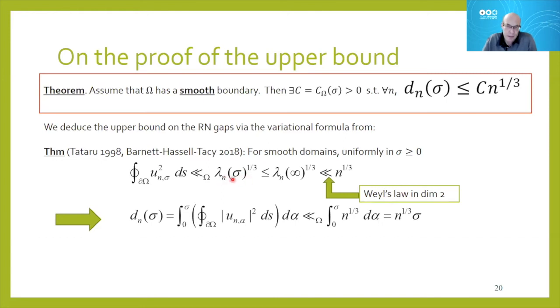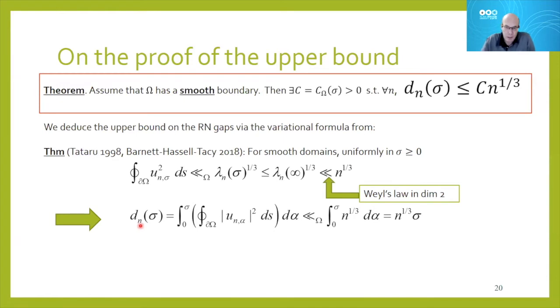The nth Robin eigenvalue is always bounded by the nth Dirichlet eigenvalue, so that removes the dependence on sigma. And in the planar case, the nth eigenvalue grows like n, so you get a bound of n to the 1/3. So that gives you this general purpose bound for the nth Robin eigenvalue, bounded by n to the 1/3.